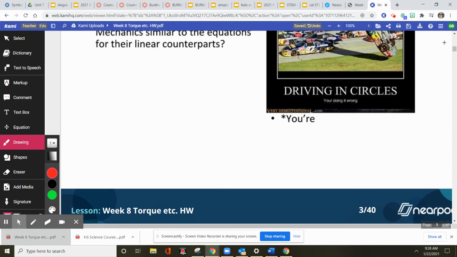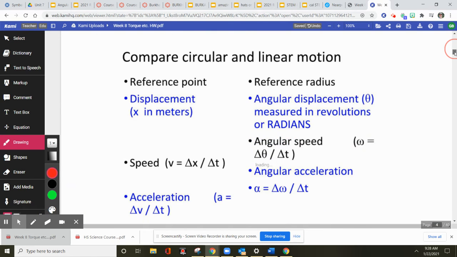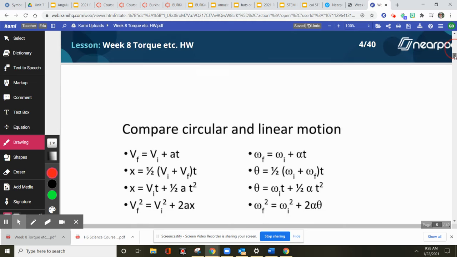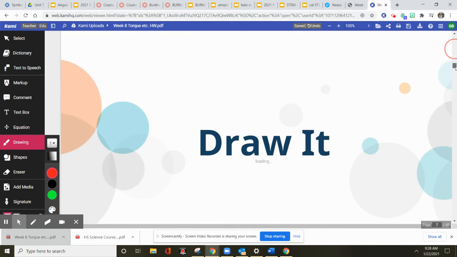This next slide was me talking in class about stuff. It's like an introductory slide. I talked about this slide in class.